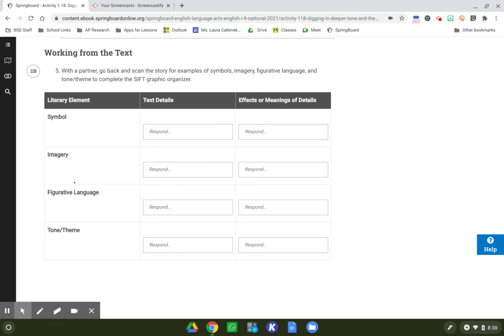Imagery, those words and phrases that appeal to the senses. Go back and find some text details that are examples of imagery. So here's one right here in paragraph 48. The empty chairs faced each other between the silent walls, and the music played. So this is definitely visual, something that I can picture, two empty chairs facing each other while music plays. But I can also almost hear it because they use the word silence and the word music played.